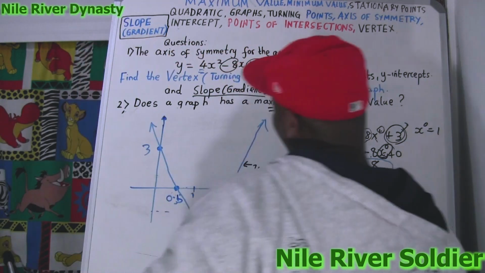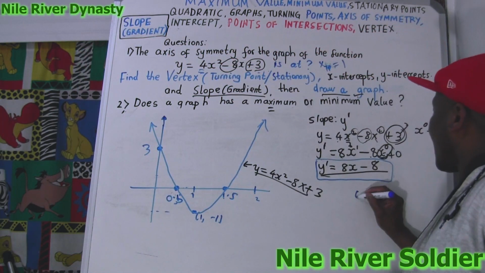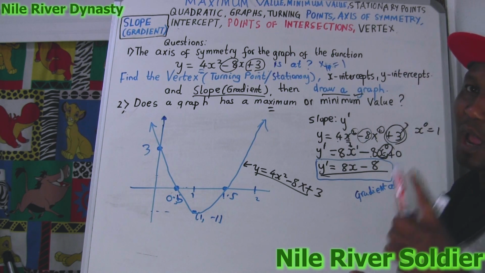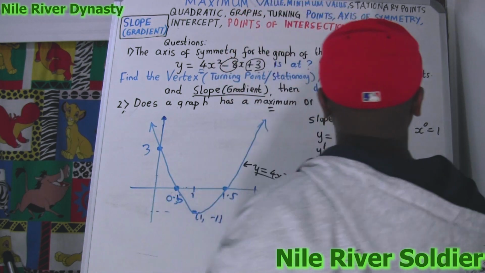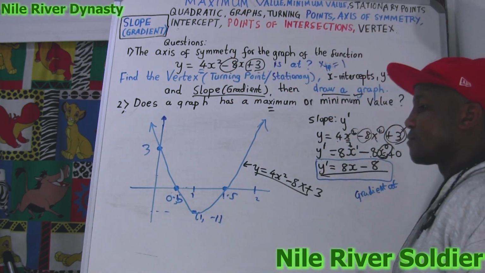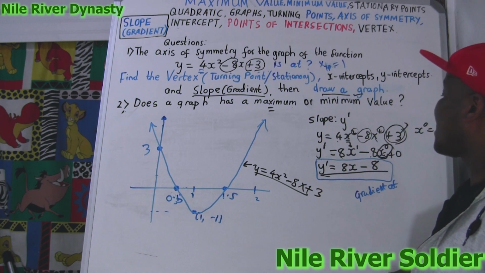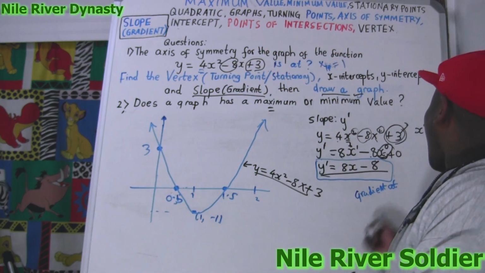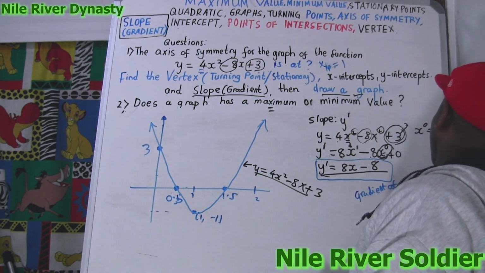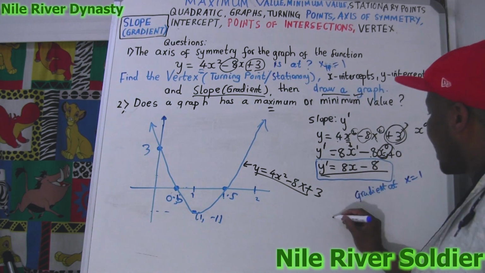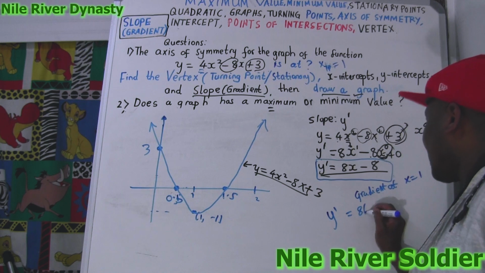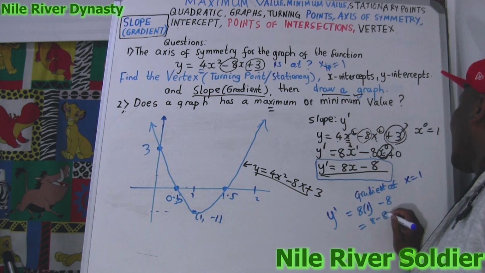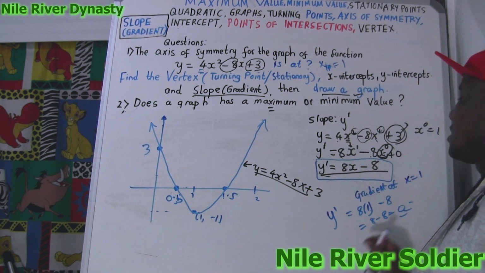But if they say gradient at, for example, a certain point. Excuse me. No, I'm wrong. So this is the gradient here. I don't want to go far. That's another thing. We're going to do that one in calculus. But I must say gradient at, let's say, x equal to 1. So I'm going to take this x and put it in here. My gradient equals 8 times 1 minus 8. 8 minus 8 equal to 0. So when x equal to 1, the gradient is 0.